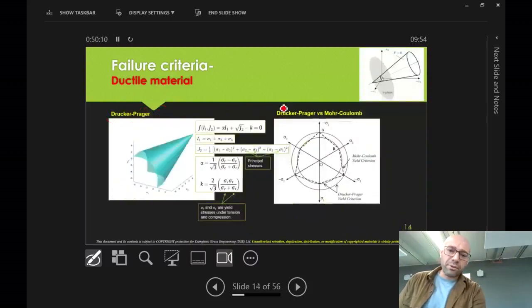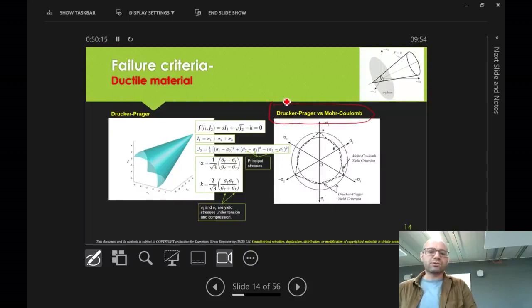And also, probably you've heard less about this one. There's another failure criterion. They call it Drucker-Prager. These are the failure criteria that we associate with metallic material. But when it comes to failure surfaces, when it comes to composites, what do we have?